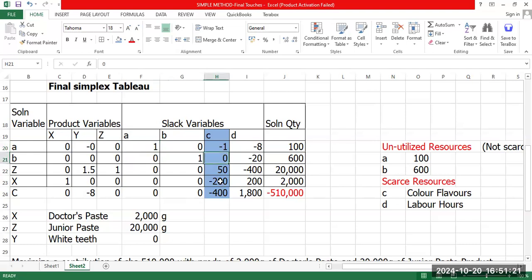Just come here. This is your C. You see here you have a negative. Whenever you see a negative, think about what? A decrease. Whenever you see a negative, think about positive, an increase, an upper limit. Whenever you see a positive, think about lower limit.